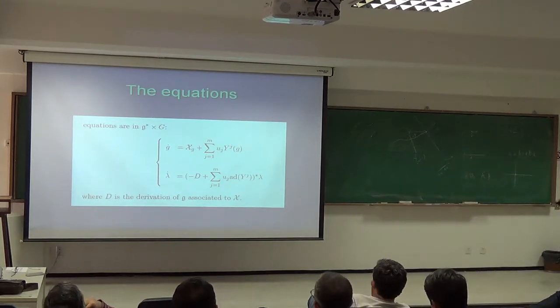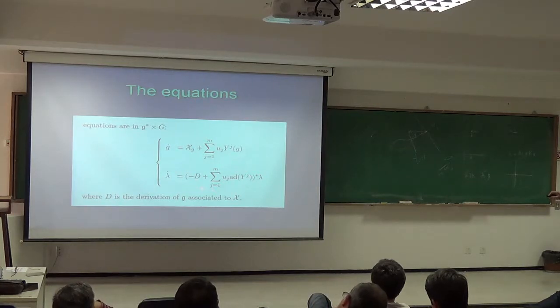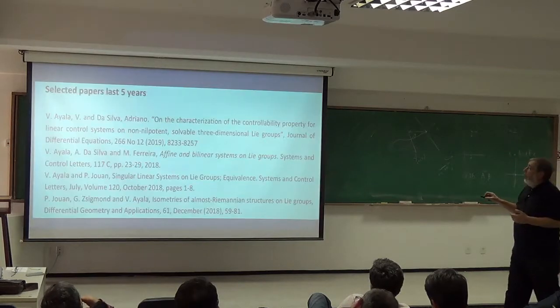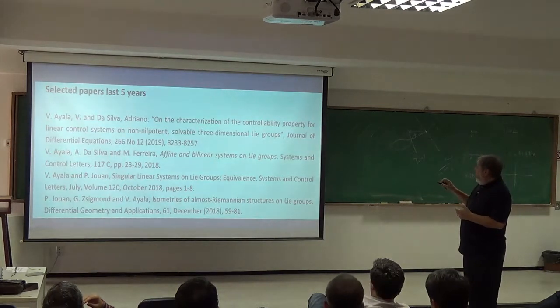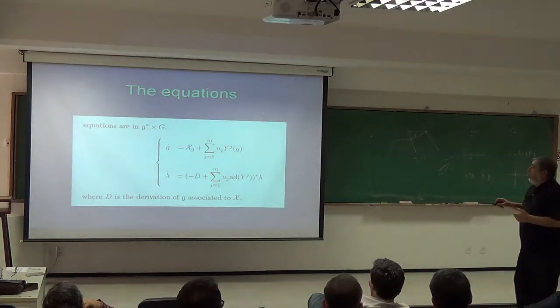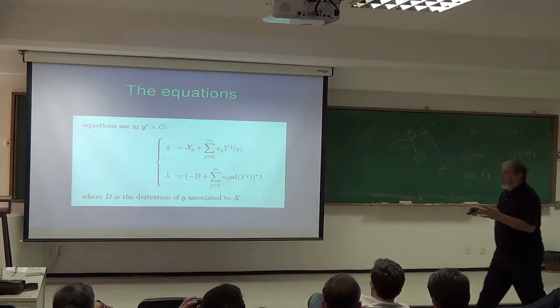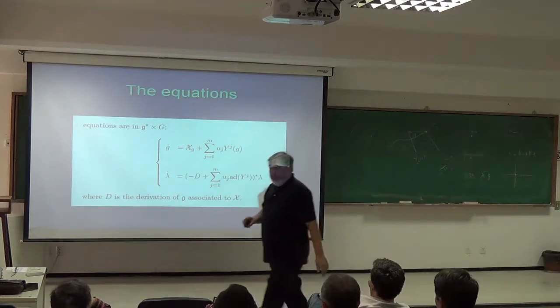The second equation just depends on D, of course, and the adjoint of all these vector fields. No, I don't intend to talk about that. I believe I have 3 minutes to solve the problem of the train.